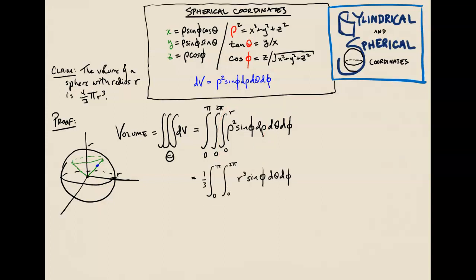Oh, actually, it's nicer than I thought. I forgot my own warning for a second. R, remember, is a constant. That's just the radius of the sphere. So I can go ahead and pull this r cubed through the integral as well.